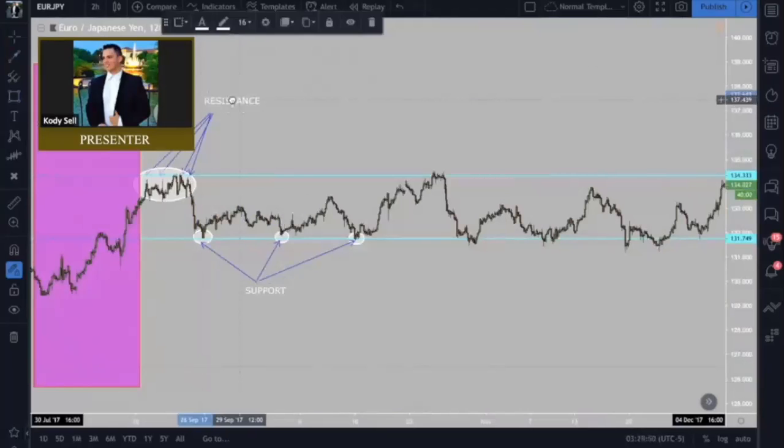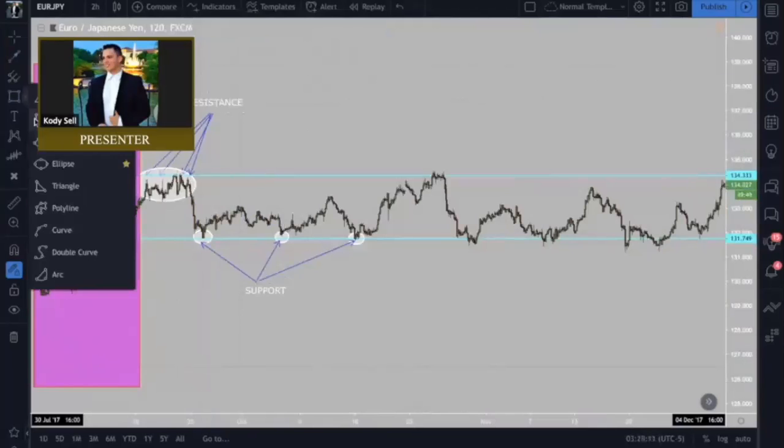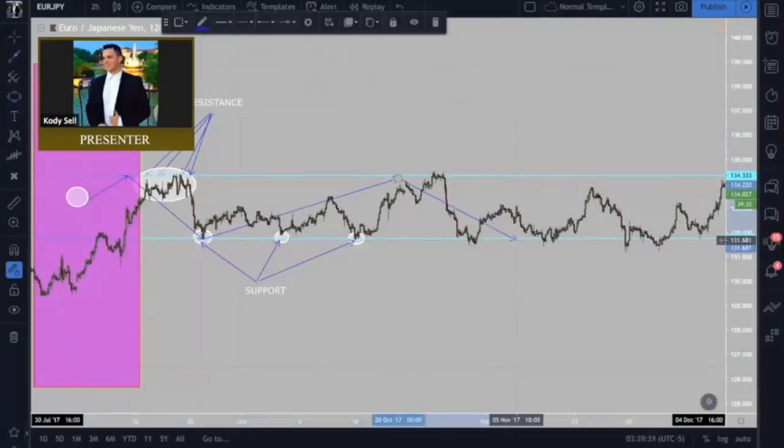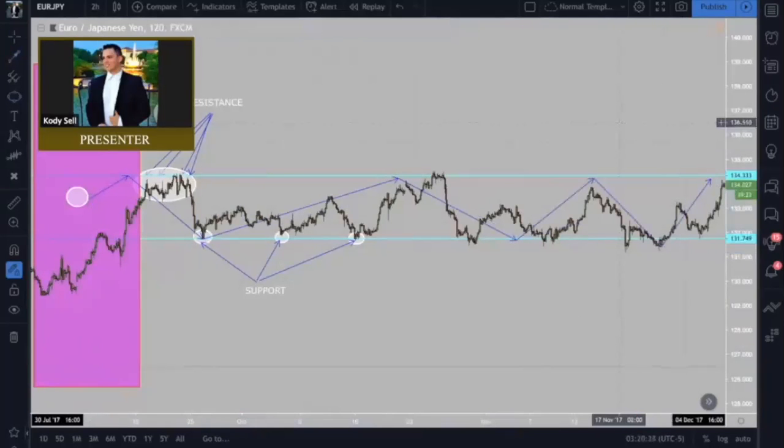Okay, so in here we've got our hallway, our 2 blue lines, and that's our hallway. We've got our bouncy ball right here, and what's the bouncy ball doing? Comes up to the resistance, comes down to the support, comes up to the resistance, comes down to the support, comes back up to the resistance, comes down to support, comes back up to the resistance, etc. Just like we had talked about before.